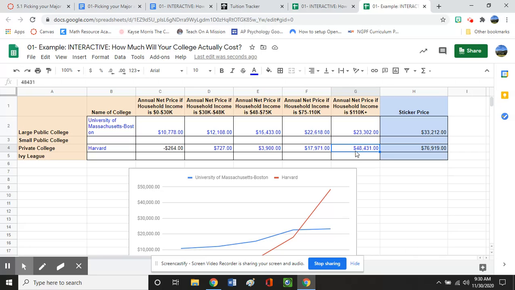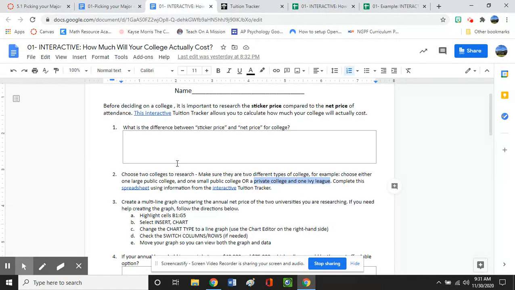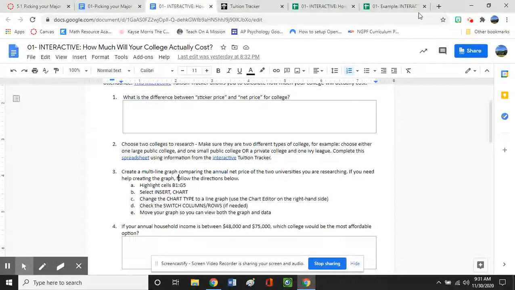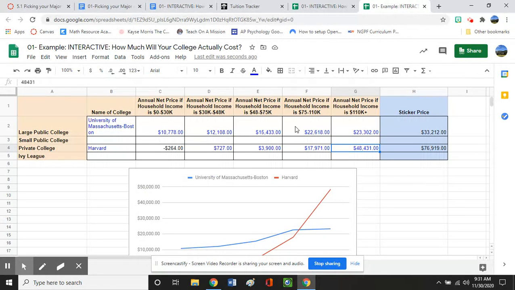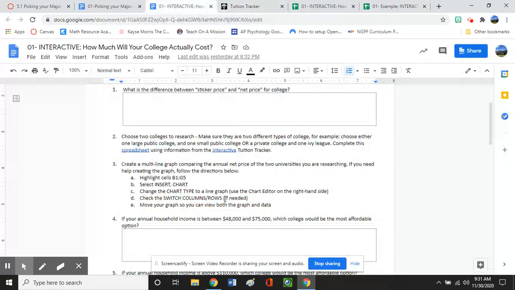And then now I'm going to teach you guys how to actually make it so we don't need our tuition tracker anymore. I'm just going to leave it up just in case I missed any of it. So that is your form. That's all you need to fill out for this portion of it. Now we're going to create this graph so that you guys can compare. There are step-by-step instructions right here.